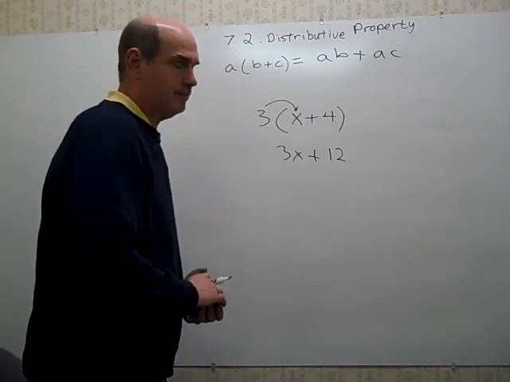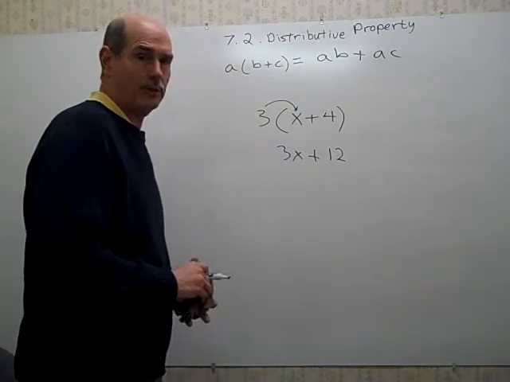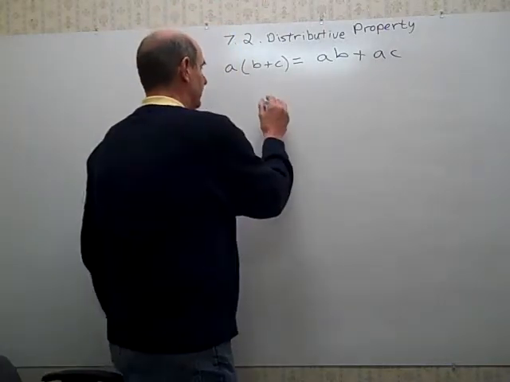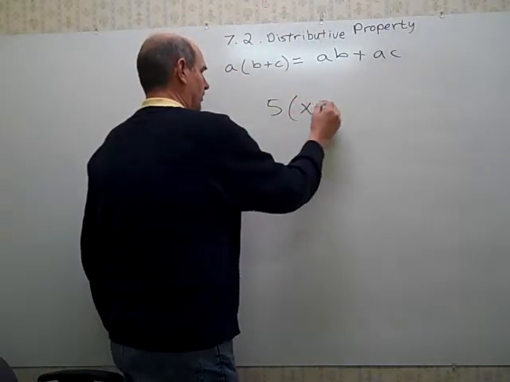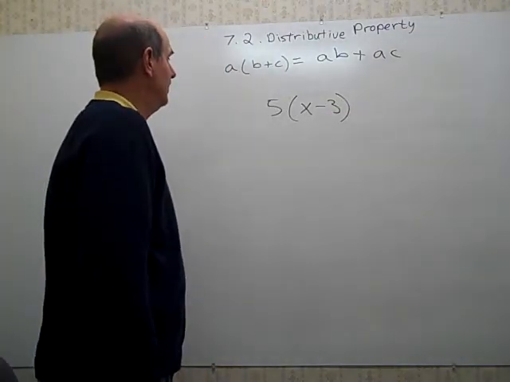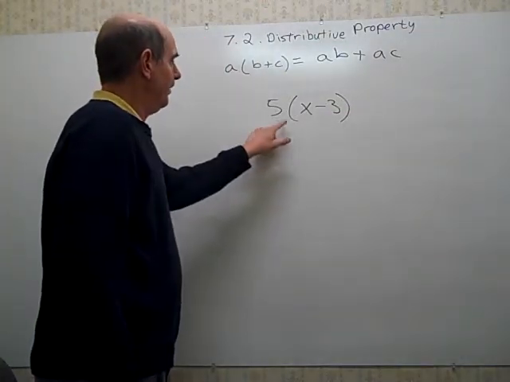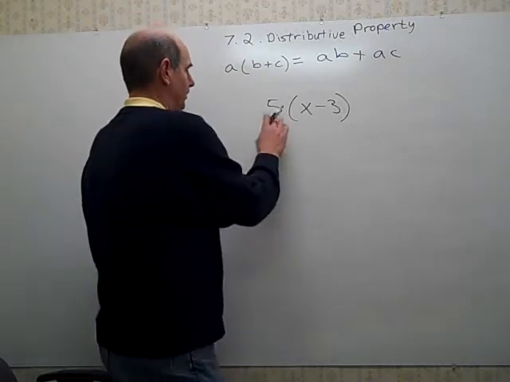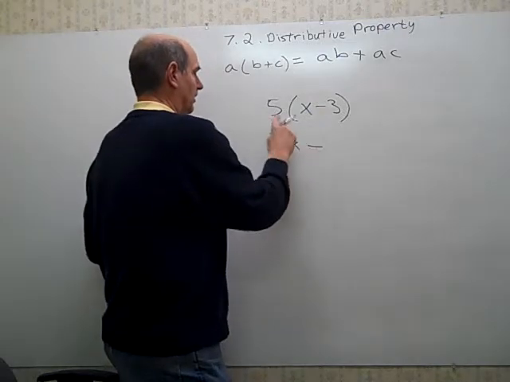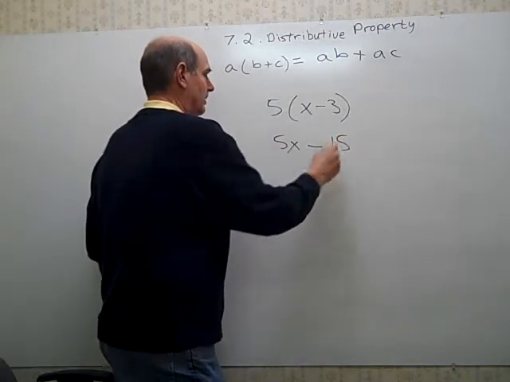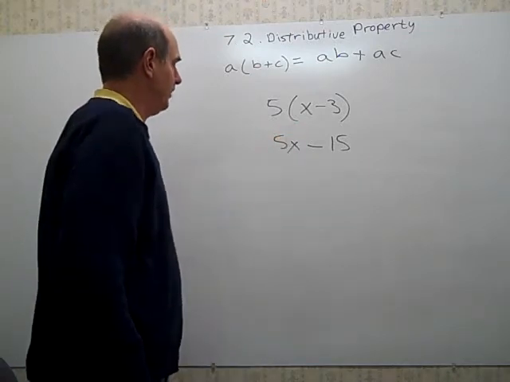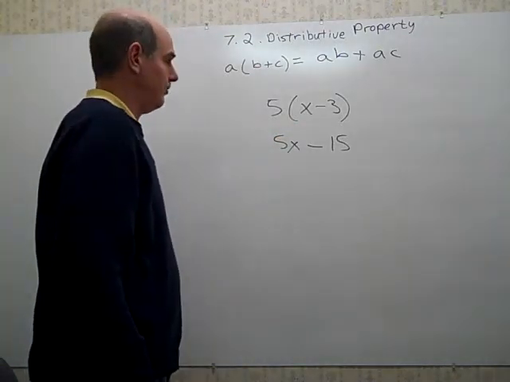It's probably tough to really get it, so let's just do a few more examples. And these are from your book. So if I don't make any sense to you, read it in your book and maybe that will. You can distribute the 5 to the x minus 3 as well. You're going to be 5 times x, 5x minus 5 times 3 is 15. So if you simplified 5 times the quantity x minus 3, the result would be 5x minus 15.